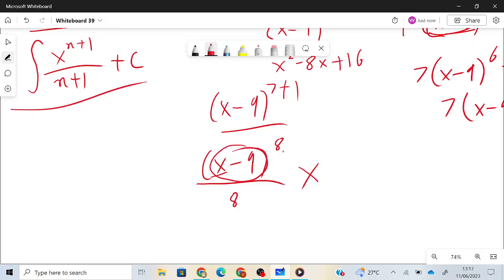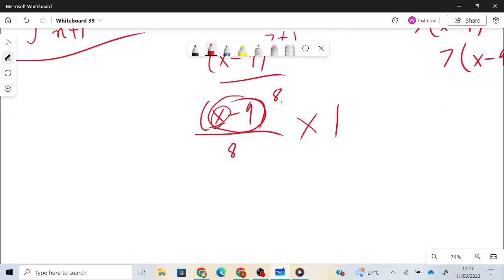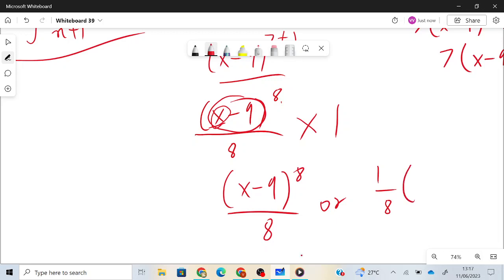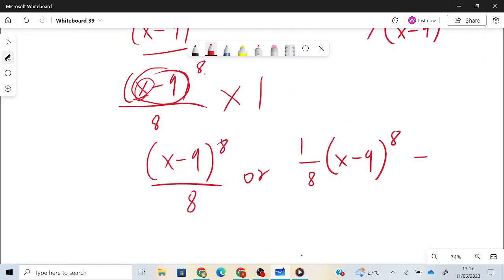Now in this case, if we times by the derivative of what's inside, that's 1, and the reciprocal of 1 is still 1, so you just times it by 1. So essentially you simply have the same thing, x minus 9 all to the power 8 over 8, or you can write this as 1 over 8 into x minus 9 to the power 8, and then don't forget to add your plus c. Now, one good thing about integration is that you can always confirm if it's correct.